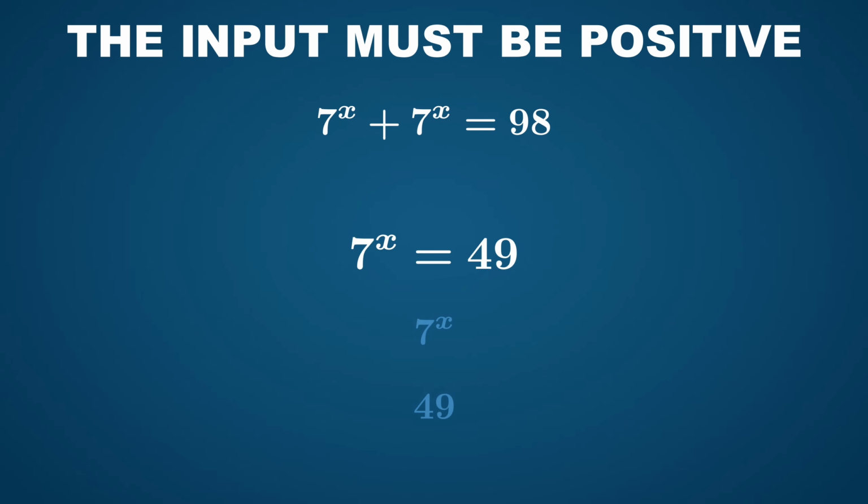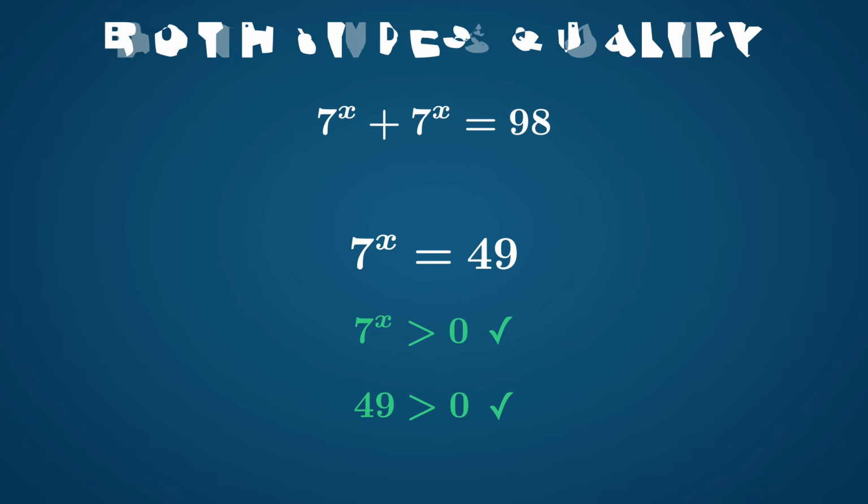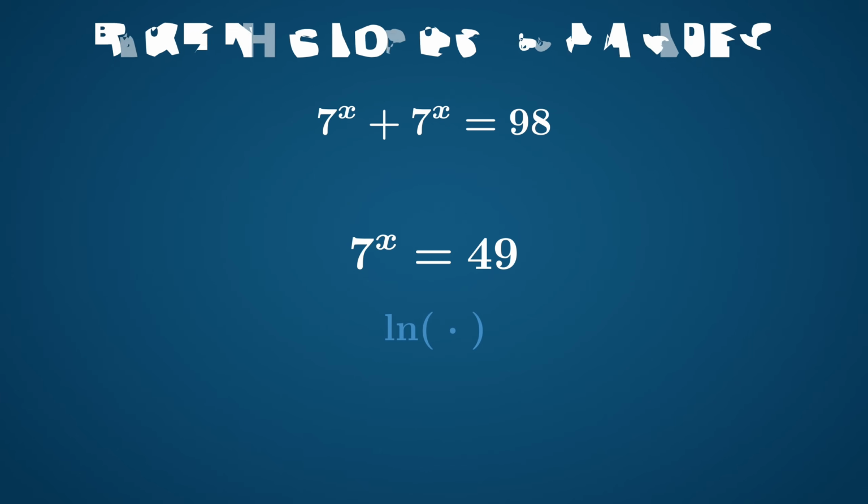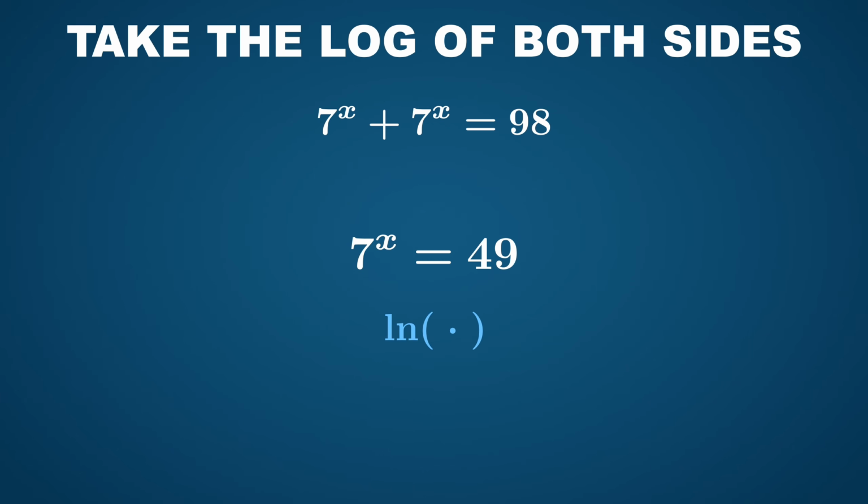Our two sides are 7 to the x and 49, so we check them both. The term 7 to the x is positive, as we discussed a moment ago. The number 49 is clearly positive as well, so both sides qualify, and we may take the natural log of each. Taking logs of two equal positive numbers gives equal results.